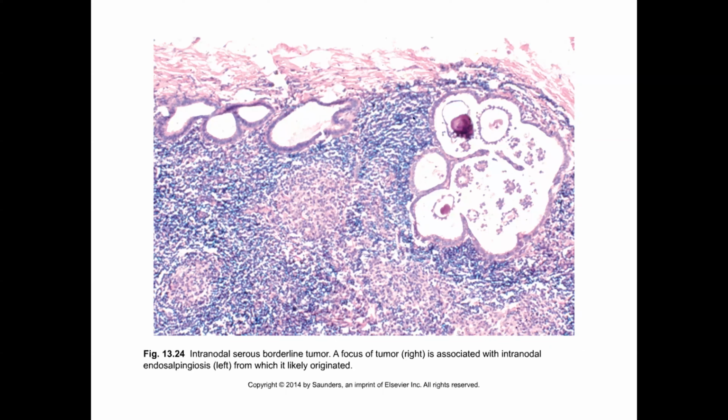Here's a contrast showing you the side-by-side appearance of endosalpingiosis here on the left, with the focus of serous borderline tumor here on the right. Whether this is father and son, mother and daughter, or independent occurrences is difficult to ascertain at this point.